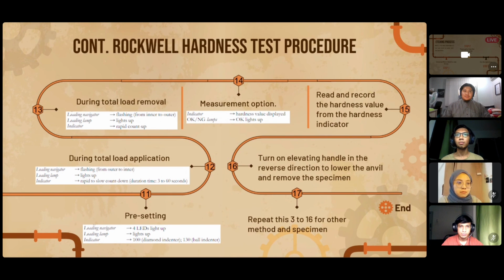The continuation of the Rockwell hardness test procedure: presetting, and then during total load application and during total load removal. Next, measure option, and after that read and record the hardness value from the hardness indicator. After that, turn the elevating handle in the reverse direction to lower the anvil and remove the specimen. And lastly, repeat steps 3 to 10 for other methods and specimens.